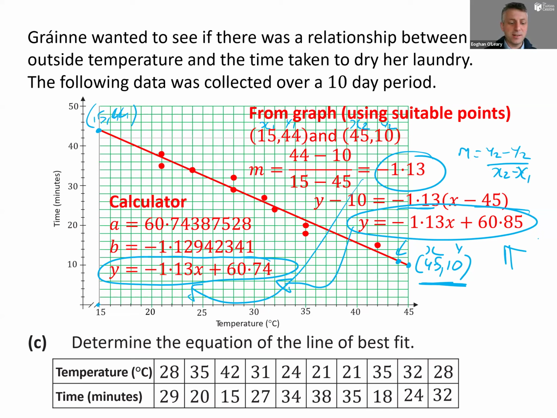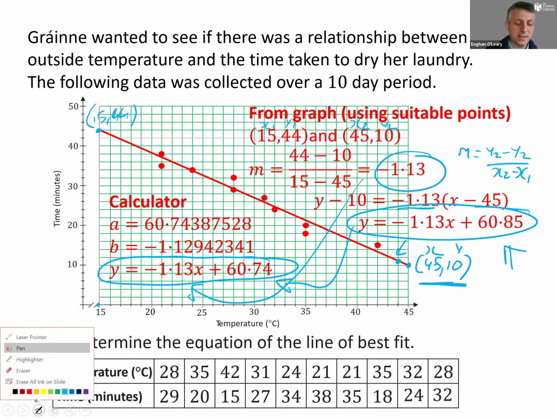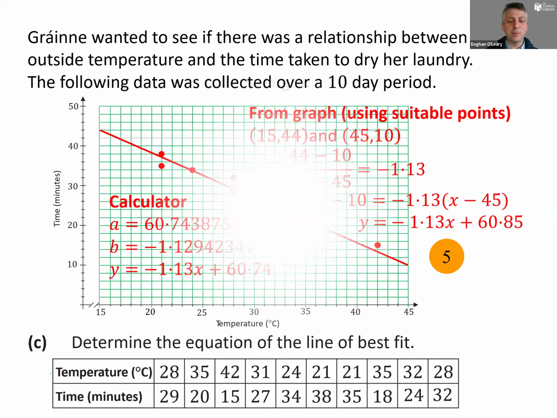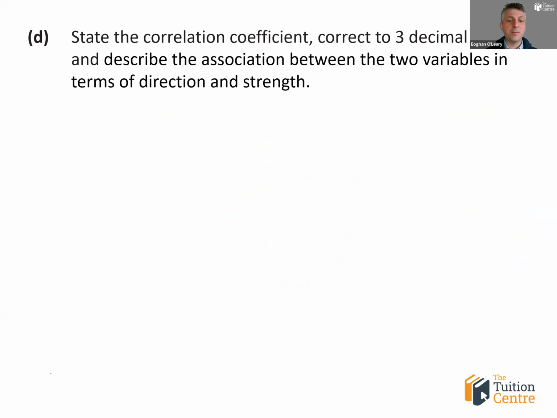And if you check on the marking scheme, you'll see the boundaries for what's acceptable. And you kind of know yourself. That was worth 5 marks. And where the accuracy of your line becomes clear is in this next part. Coming up in the part after this: state the correlation coefficient correct to 3 decimal places and describe the association between the 2 variables in terms of direction and strength.